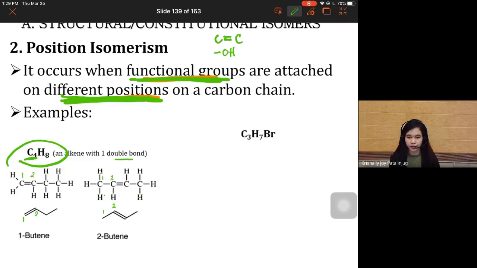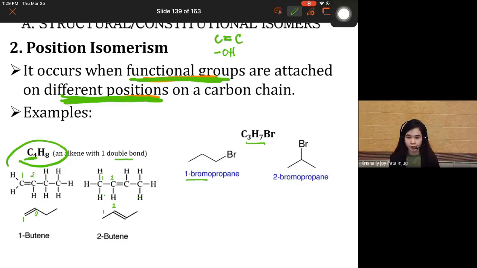So another example for this formula C3H7Br, this could be 1-bromopropane. Okay, so one structure niya could be 1-bromopropane, wherein again sa structure na to, ang bromo, okay, is present at carbon 1. Tama? Present at carbon 1. Pwede din yung structure for C3H7Br, yung bromine, yung bromo is present at carbon 2, making it 2-bromopropane. Di ba? So magkaiba yung structure nila.